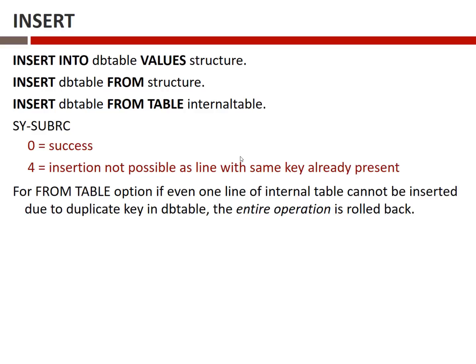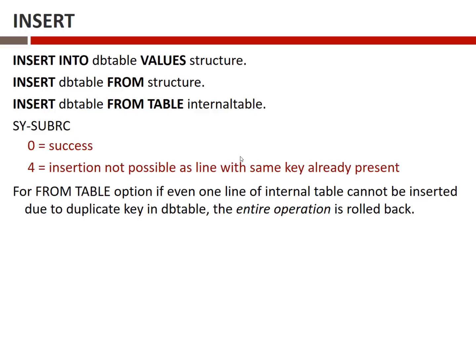Well, for the from table option, the third one, if even one line of the internal table cannot be inserted due to a duplicate key in the database table, the entire operation is rolled back. In other words, if it can't put all of them in, it's not going to put any of them in. That's the default way that it will work if I'm inserting from an internal table. Now you might say, hold on a second. Suppose I feed it 10 and 7 of them are valid, I want it to go ahead and put the 7 in and just throw the other 3 away.